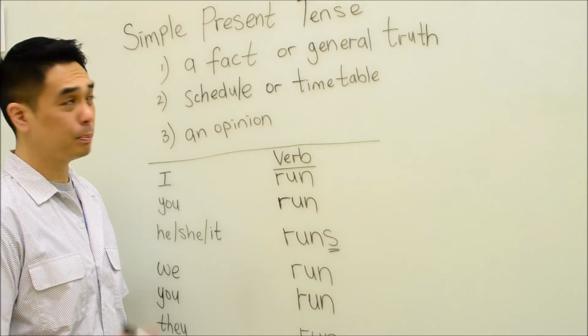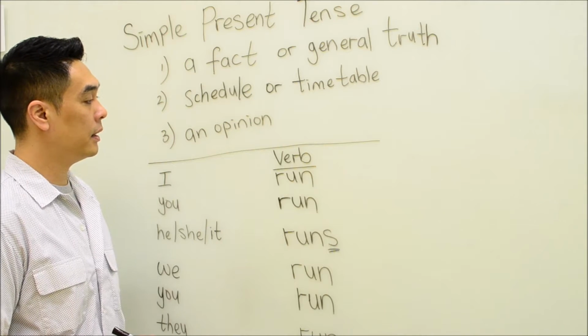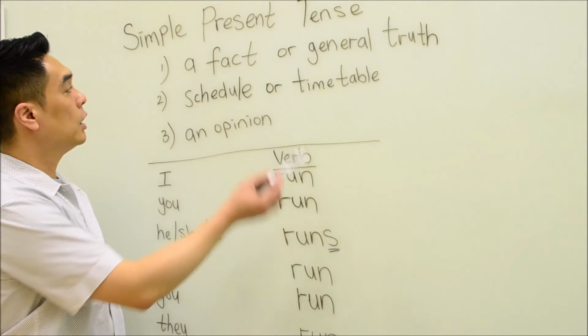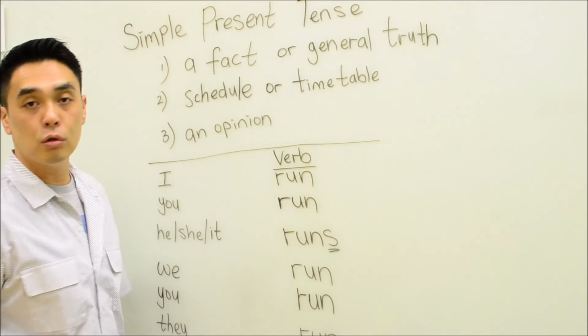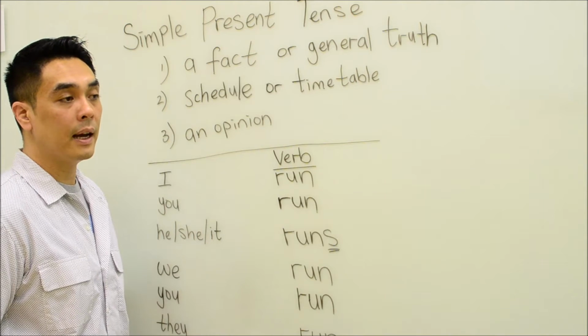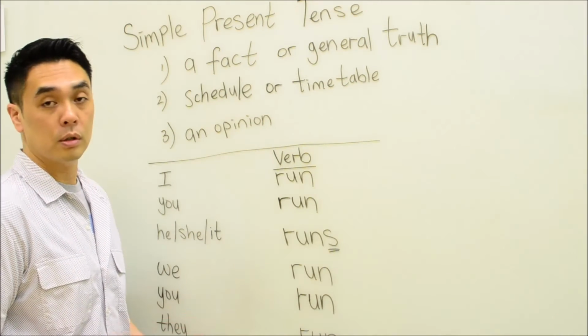Today we're going to talk about the simple present tense and basically how to use it. Let's start with the general usage. Well, number one, it's used for a fact or a general truth. What this means is that whenever you want to say something as true, use the simple present tense.